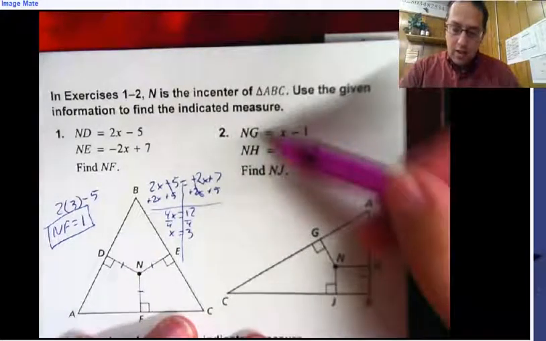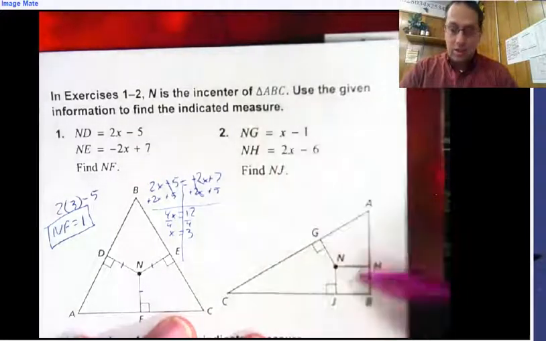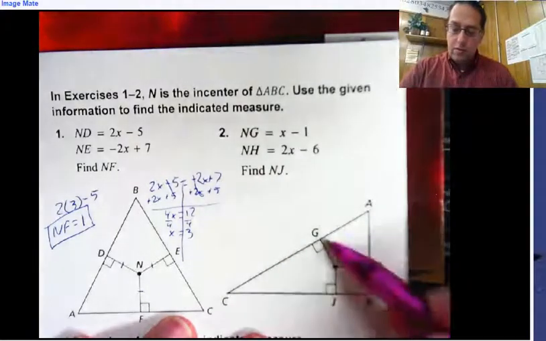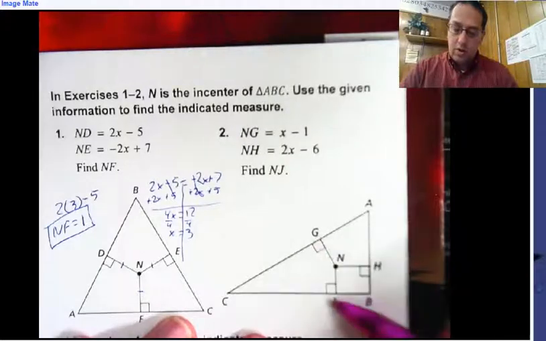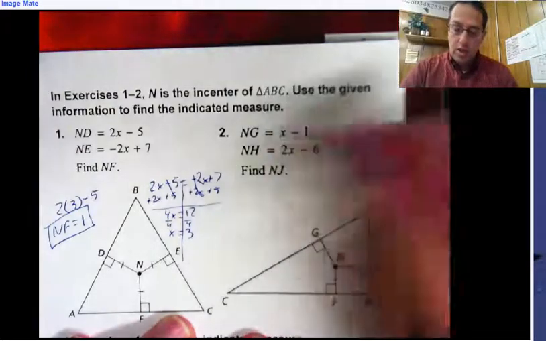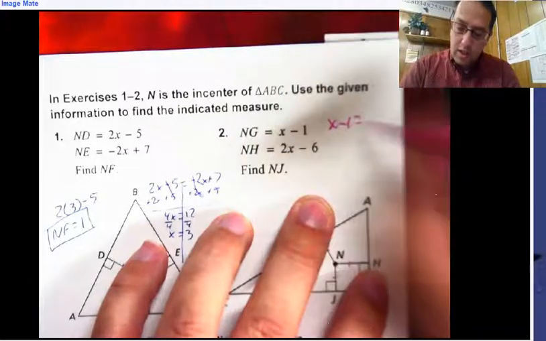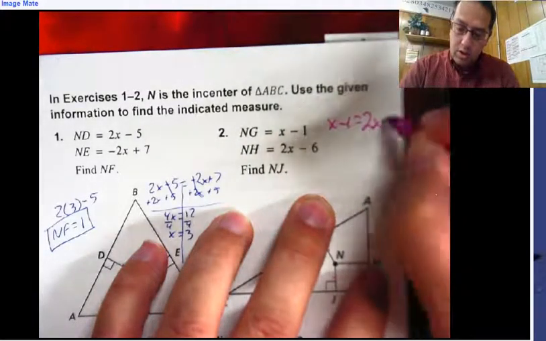Okay, so we have NG, we have NH, we need NJ. N is the incenter of the triangle, which means all three of these points are equidistant from point N. So these are all congruent to each other. So I can set those equal to each other. So x minus 1 equals 2x minus 6.